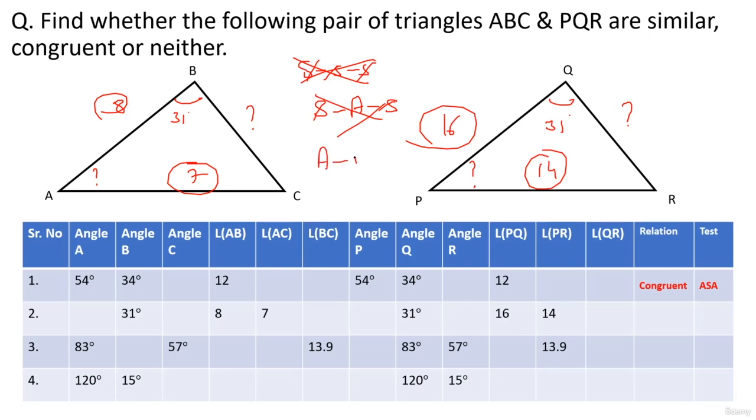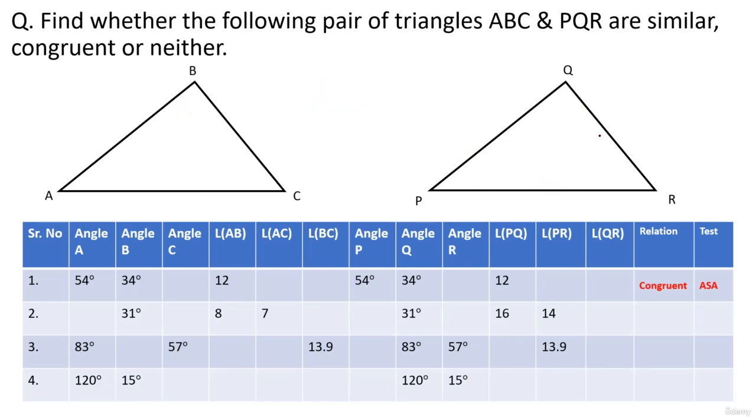And for the AA test, we require two angles. दो angle भी नहीं, यहाँ पे एक ही angle दिया हुआ है, 31 degrees, right? So definitely they are not similar at all. Hence the two triangles here are neither similar nor congruent. They are none.